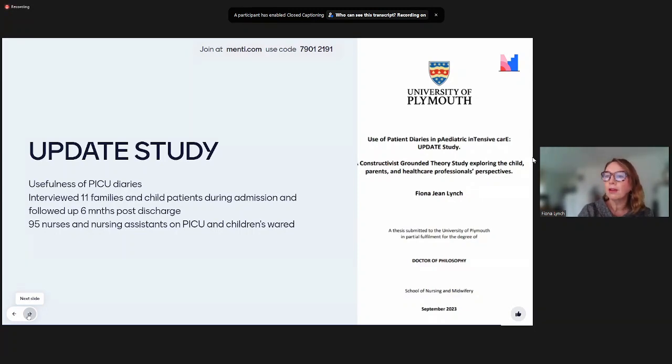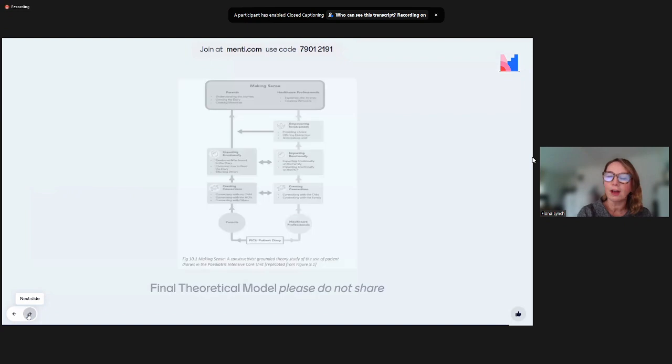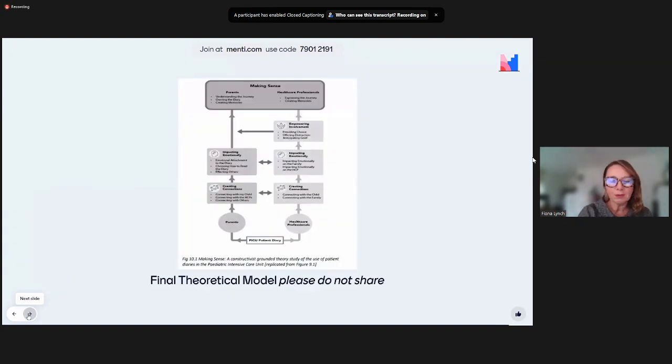So I'm going to show you the theoretical model that I've come up with from the participants. Please don't share this, because although I've submitted my PhD, my viva is in about 6 weeks' time, so there may be corrections that I need to make to this model. But I just wanted to illustrate how parents and healthcare professionals told me that they used the diary. So if we start at this arm, it was parents in the end that I spoke to, although I spoke to some children, there was only a very small number, and that leaves a gap for future research.